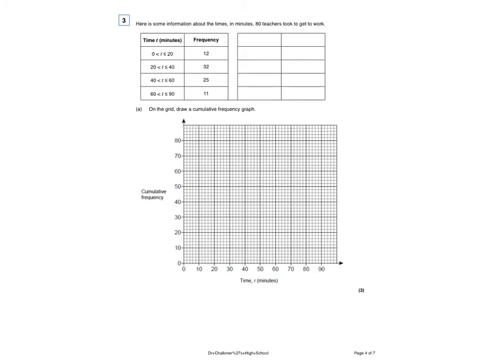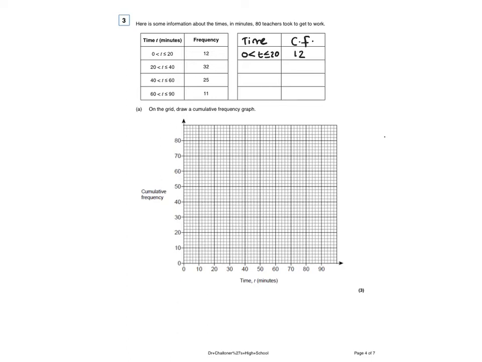Question 3. Here is some information about the times in minutes that 80 teachers took to get to work. So we've been given these two columns here. Now one of these is of course for the cumulative frequency, so I'll put CF there ready for that. And this column here, you might like to use it for cumulative time. So the first time cumulatively is from 0 to 20 minutes. So how many teachers took up to 20 minutes to get to work?